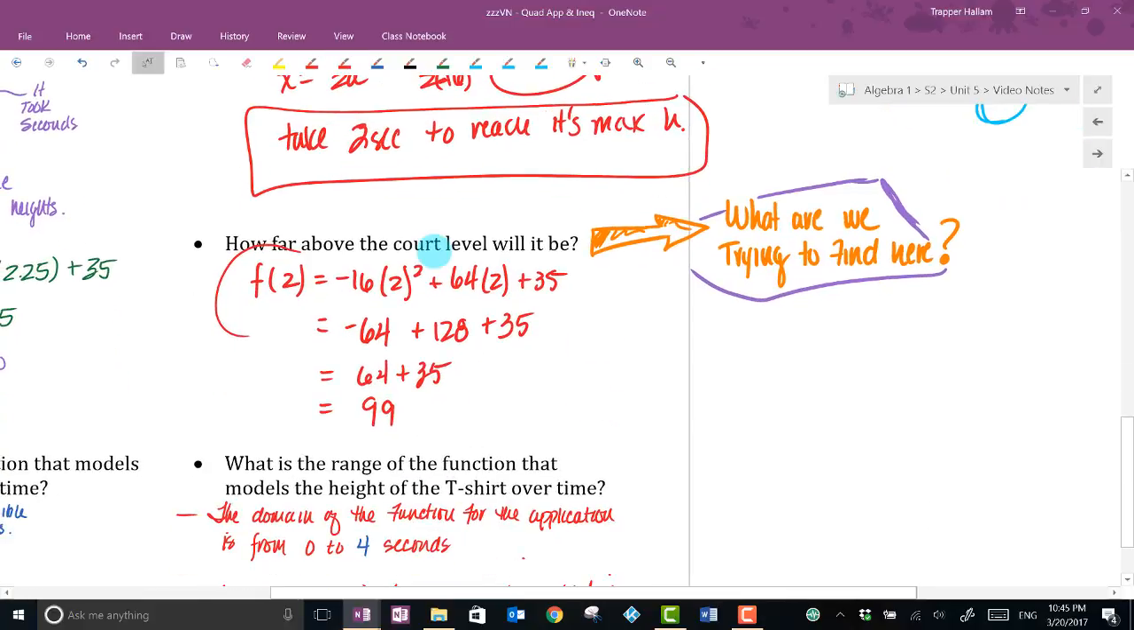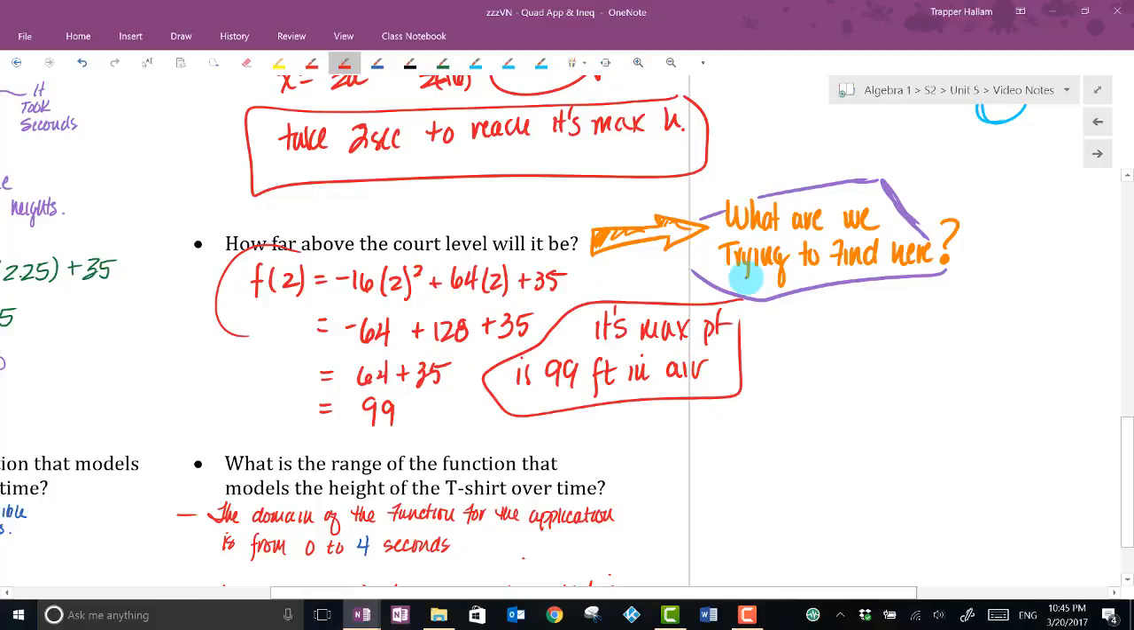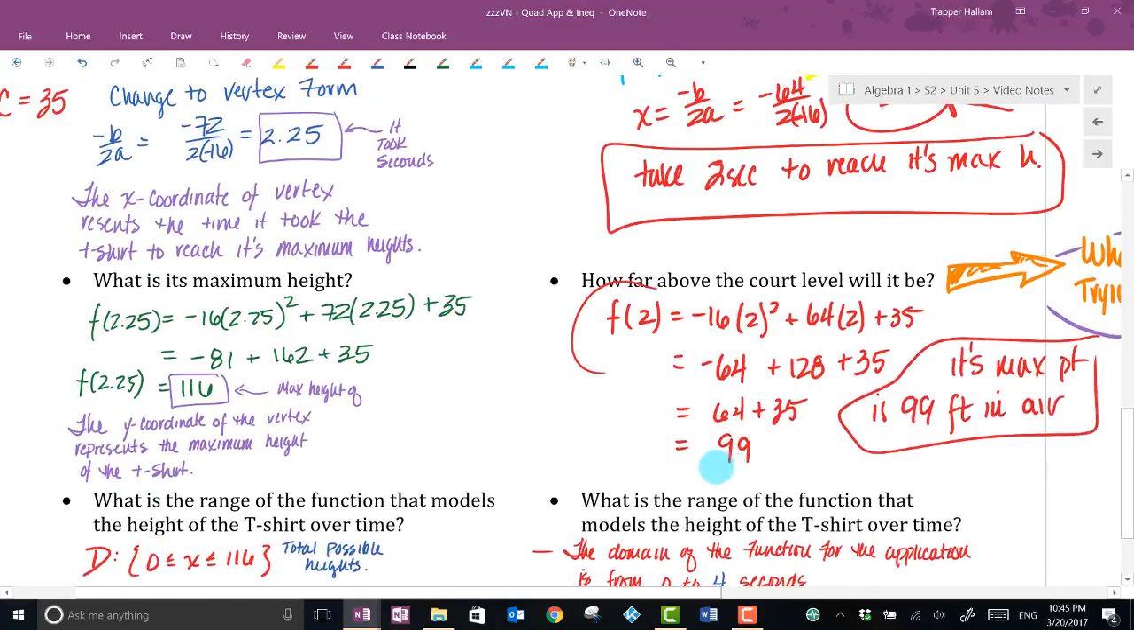So how far above the court level does it get? It gets 99 feet in the air, or its maximum point is 99 feet in the air. And that's kind of understanding the situation and applying it. But let's look back at that other problem real quick.